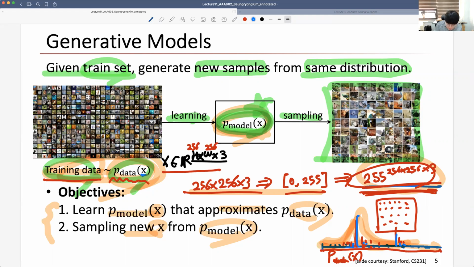Anyway, the objective here is to learn the model probability that approximates the real data distribution, the real data probability. And then in the generation task, we can sample a new x from the model data distribution.